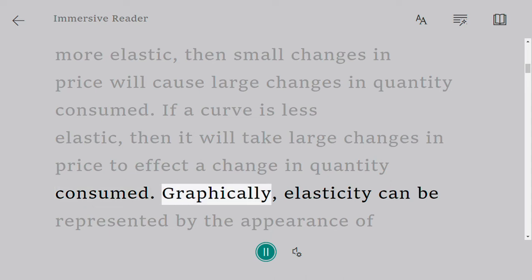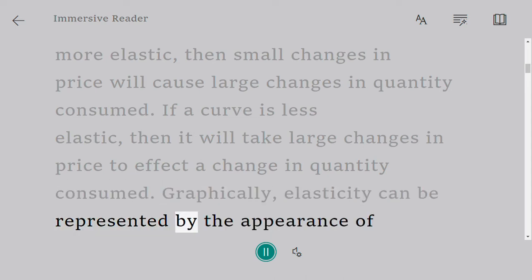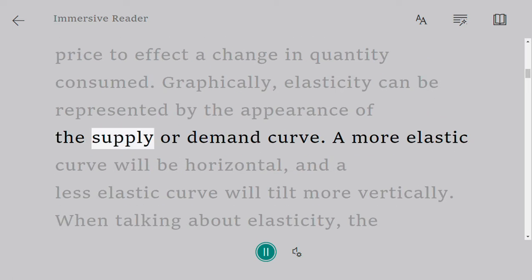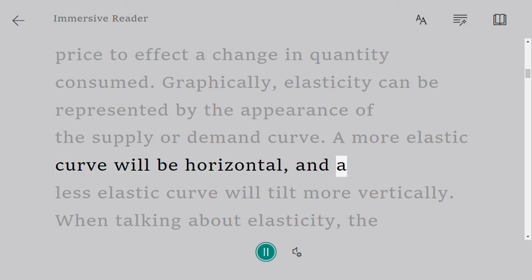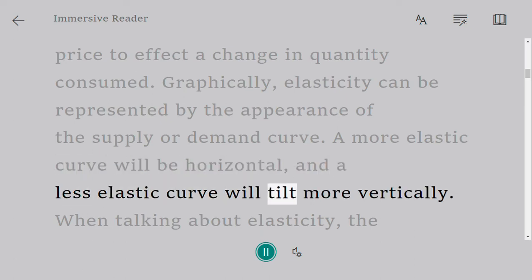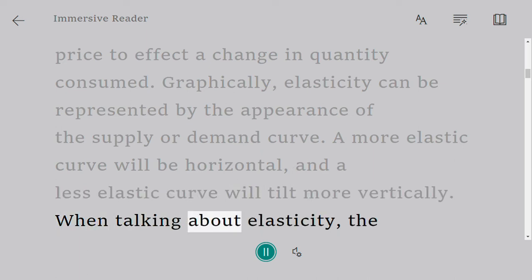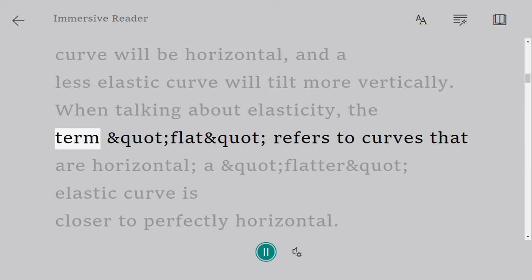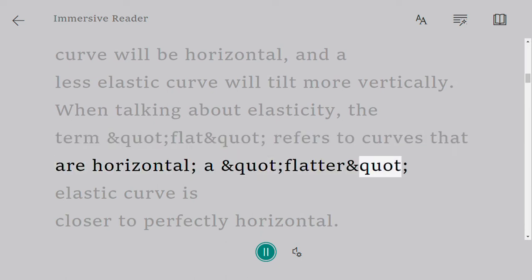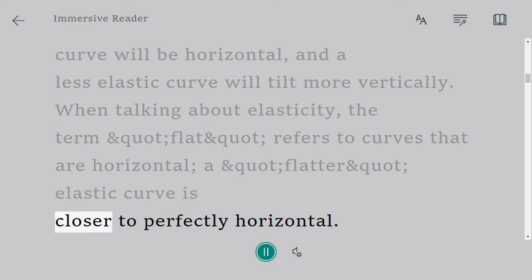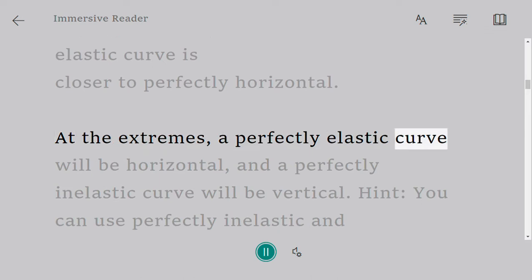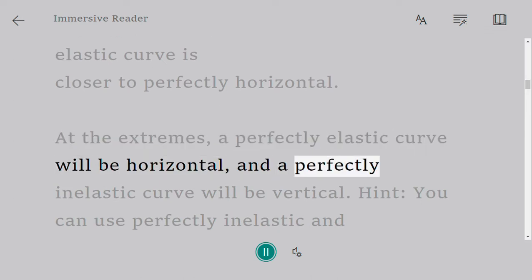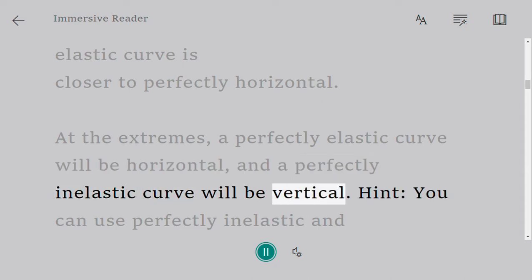Graphically, elasticity can be represented by the appearance of the supply or demand curve. A more elastic curve will be horizontal, and a less elastic curve will tilt more vertically. When talking about elasticity, the term "flat" refers to curves that are horizontal. A "flatter" elastic curve is closer to perfectly horizontal. At the extremes, a perfectly elastic curve will be horizontal, and a perfectly inelastic curve will be vertical.